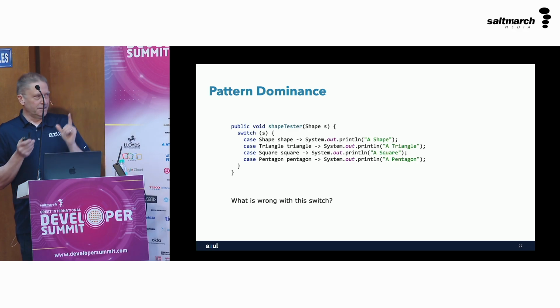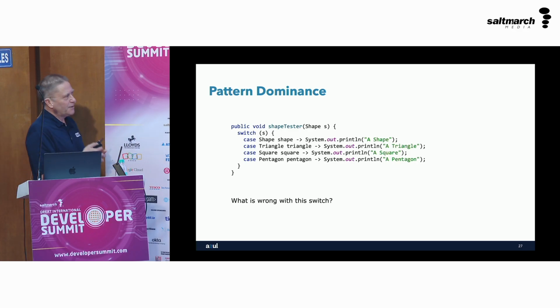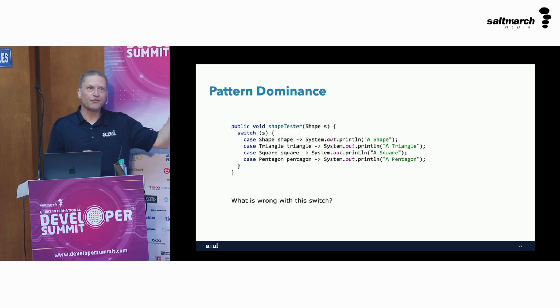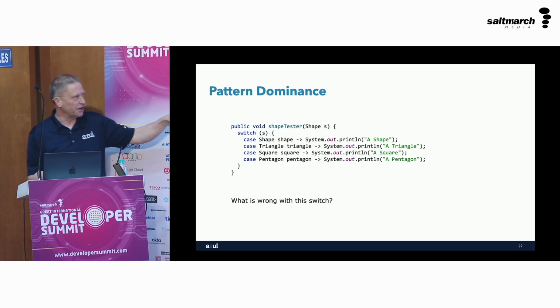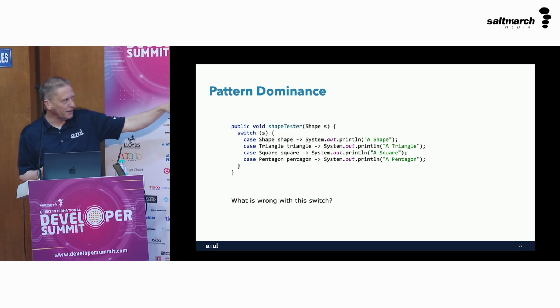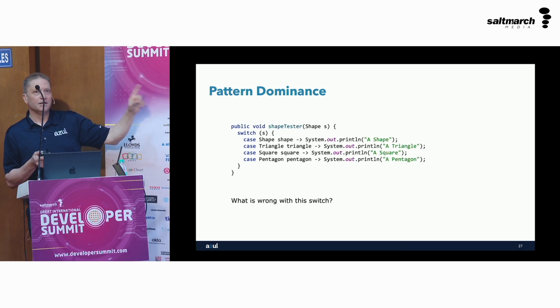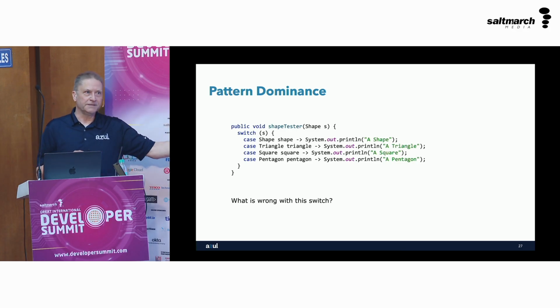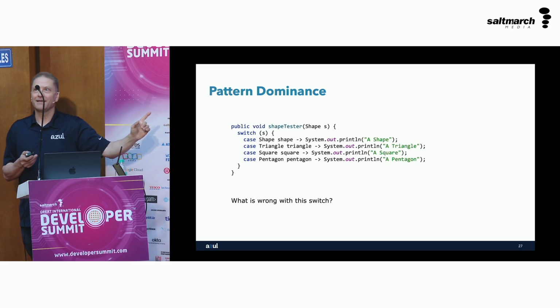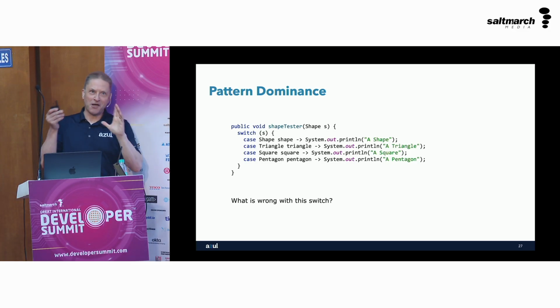Pattern dominance is another thing that you need to be aware of. So let's reorder the things that we have in our switch here, and let's put the shape at the top, and then triangle and square and pentagon. So what's wrong with this? I think I hear the right answer.